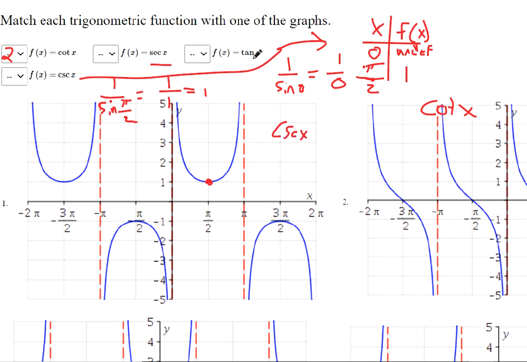Do the same thing for secant and for tangent. Plug in a value for x, see what it spits out for y. That needs to be a point on your graph, just like that last point that we just found.